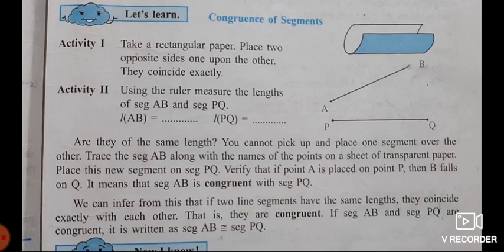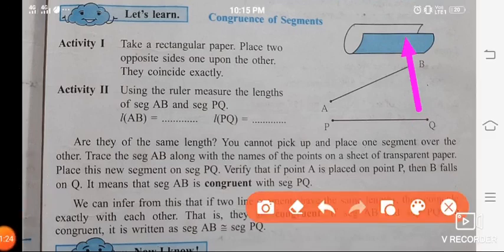They coincide exactly. Suppose you take a rectangular paper and fold it in half, then you can see that the opposite sides coincide with each other. That means they are exactly overlapping each other. You can see in this picture the two sides, this line and the above line. When you join them, they both coincide, so they are exactly the same length.